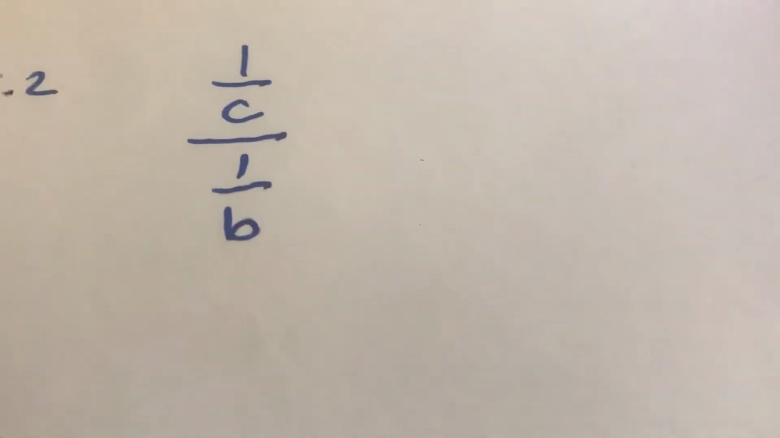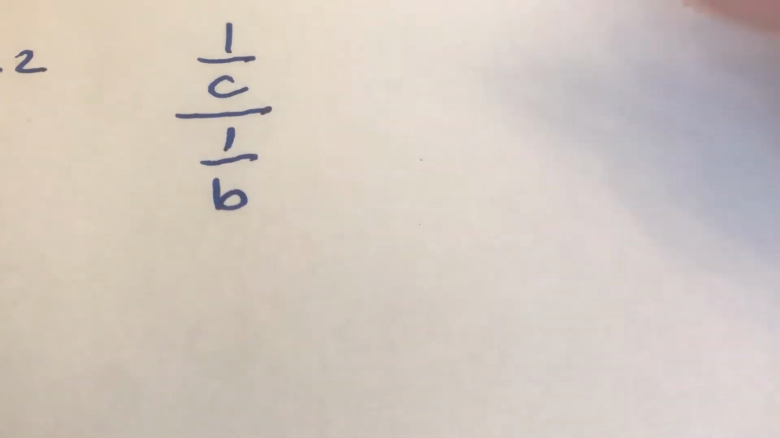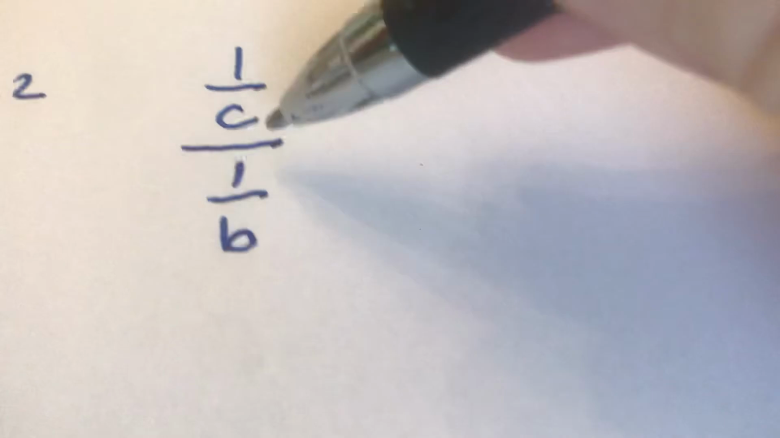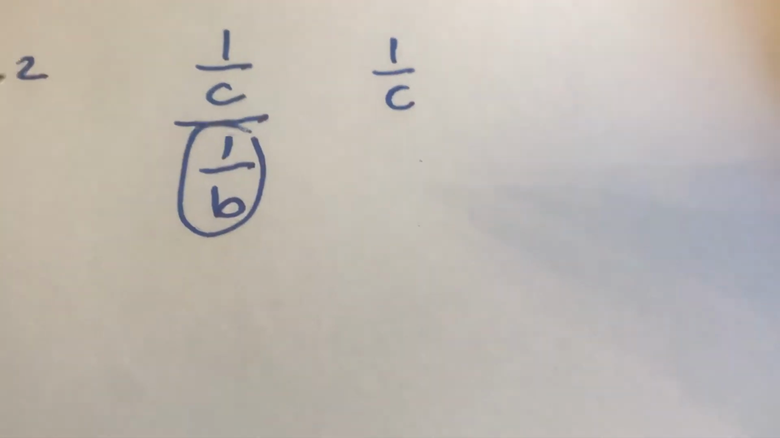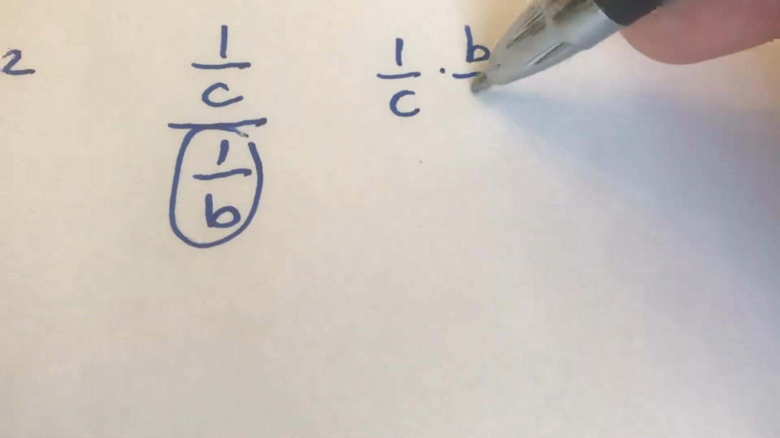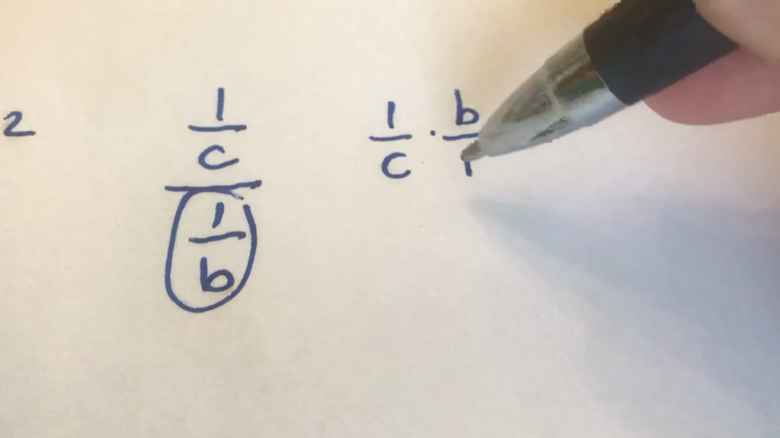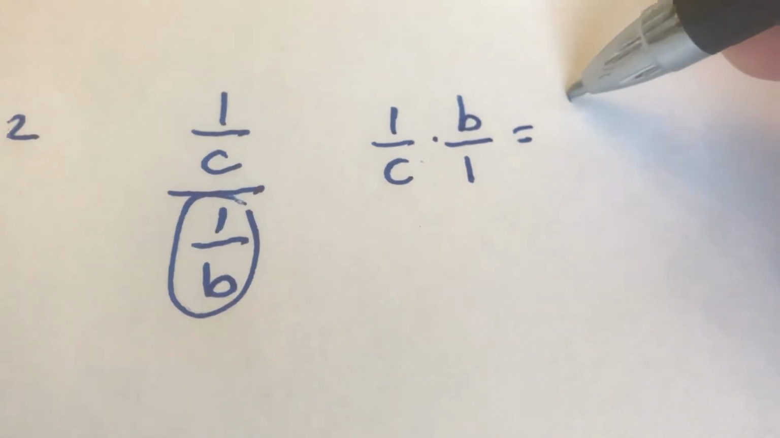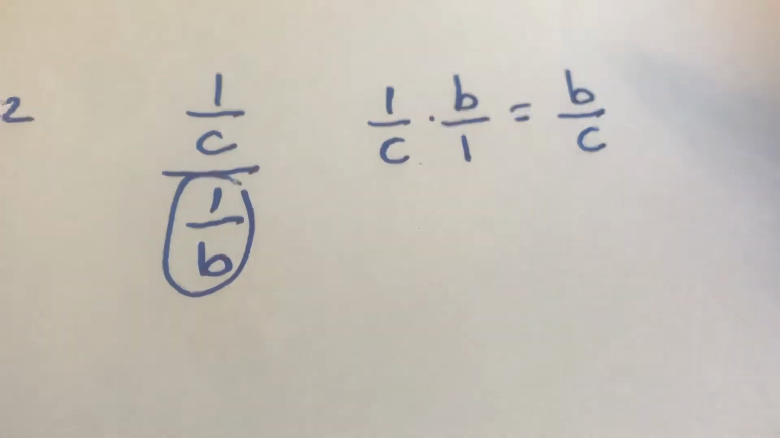The next one is 1 over c over 1 over b, and you can see this is the main one. It's a little bit longer. It separates the numerator from the denominator. So 1 over b is the denominator, so we just rewrite the top, and we take the bottom and invert it, flip it over, b over 1. And then you multiply the top times the top and the bottom times the bottom.